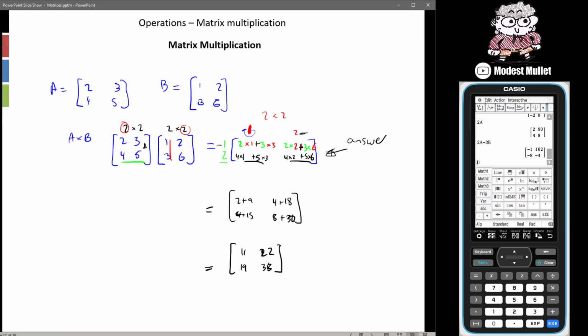So you're taking every row of the first matrix and multiplying it by every column of the second matrix.